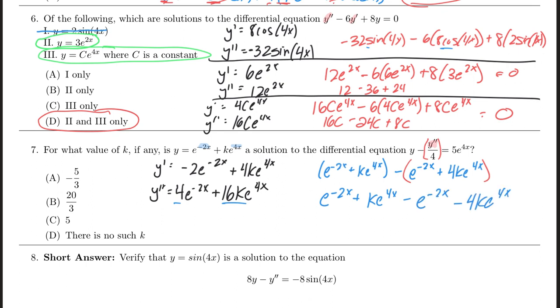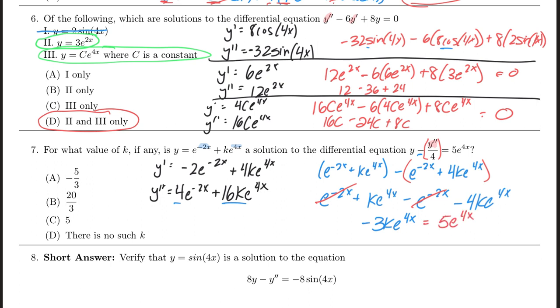That's probably the most likely mistake people will make doing this: when there's a negative in front of this, even though this has 2 parts to it, that negative sign has to apply to both parts. All right, now I can combine these, and these cancel. I have k minus 4k, so it's going to be negative 3k e to the 4x. And I want that to equal the right-hand side, 5 e to the 4x.